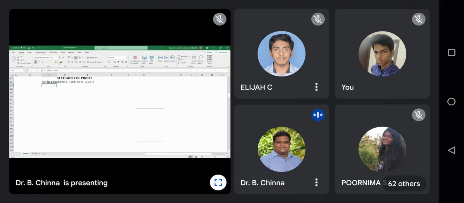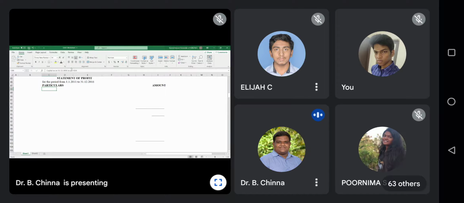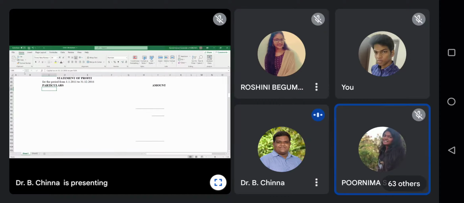So all we need to have is particulars, amount, and what is the very first item that we need to have? Capital account. Capital account, 31st December 2016. What is it? Capital as on 31st December 2016. What is the amount? 22,025. Okay, followed by?